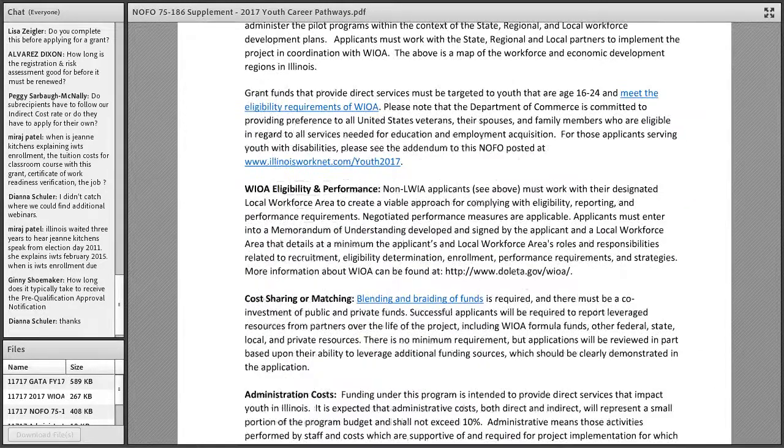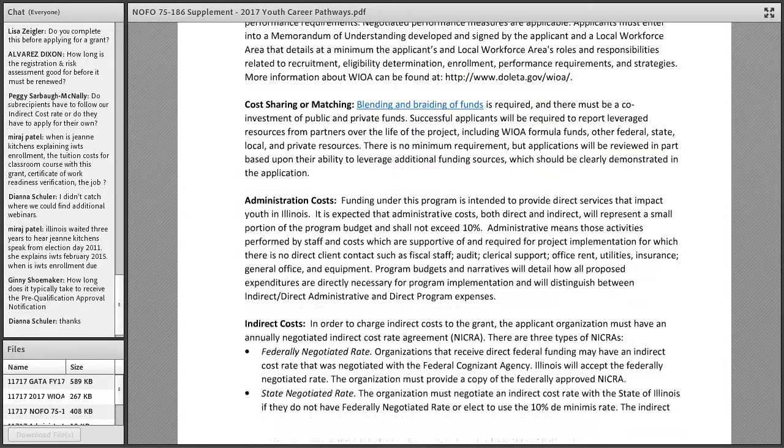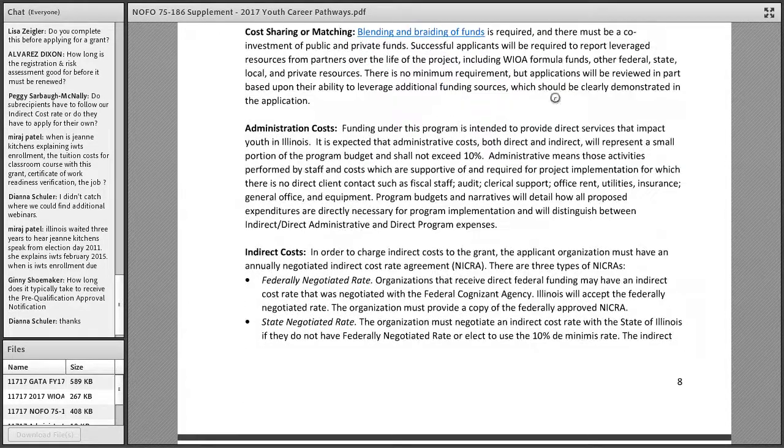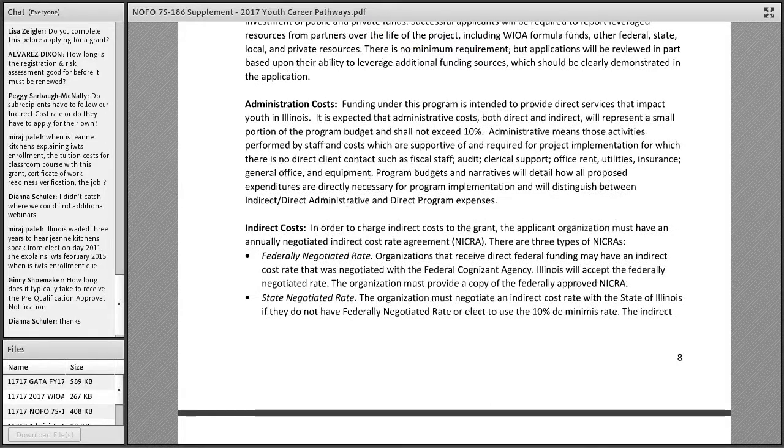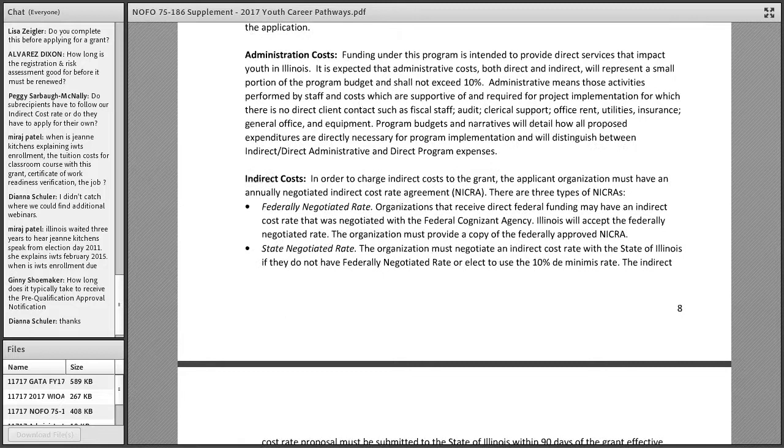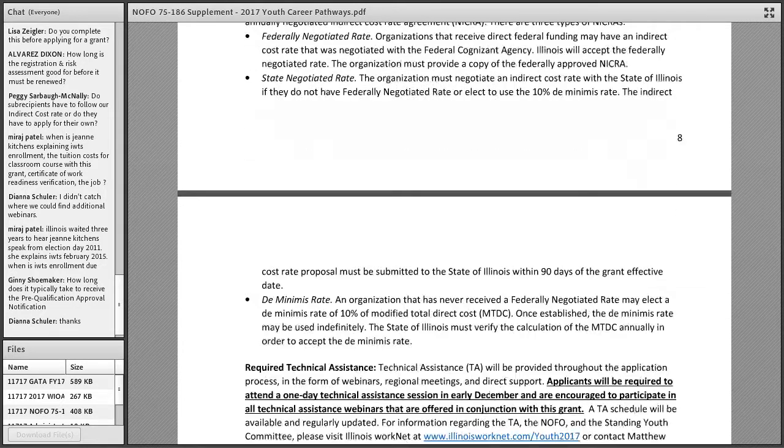We'll talk about, obviously, the eligibility and performance. We'll talk about cost sharing and matching requirements. This one includes information about indirect and administrative costs.